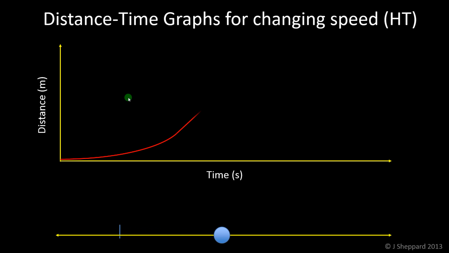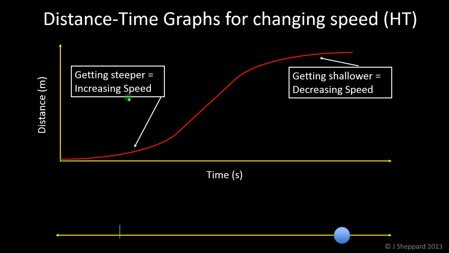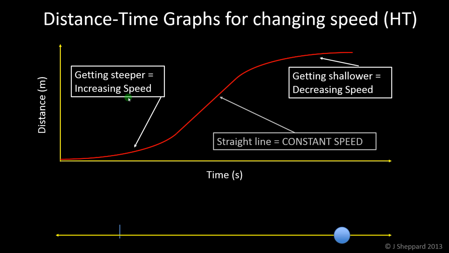So we're getting steeper and steeper as we speed up, and then as we slow down towards the end, it gradually smooths off and levels off the slope. Okay, so getting steeper is increasing speed or accelerating, and getting shallower is decreasing speed. Right, and the straight line section, it's kind of difficult to see it, but that middle section is straight line, is constant speed, as we've already said. So if you see a curve on a distance time graph or a displacement time graph, that means the speed is changing.